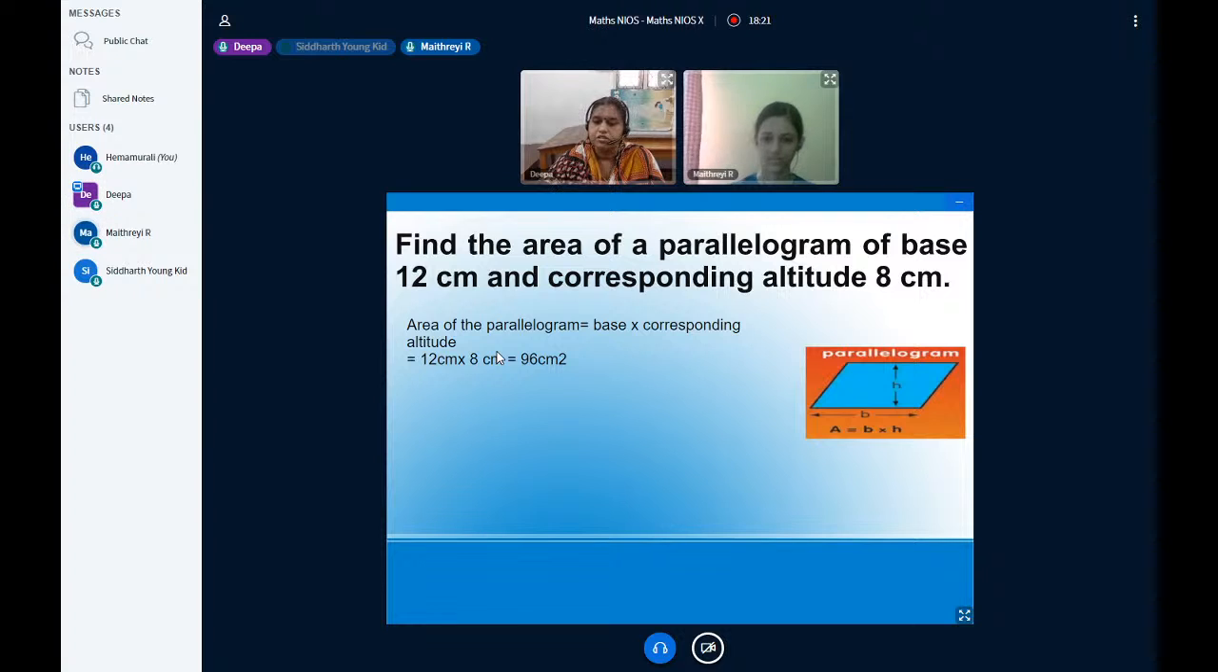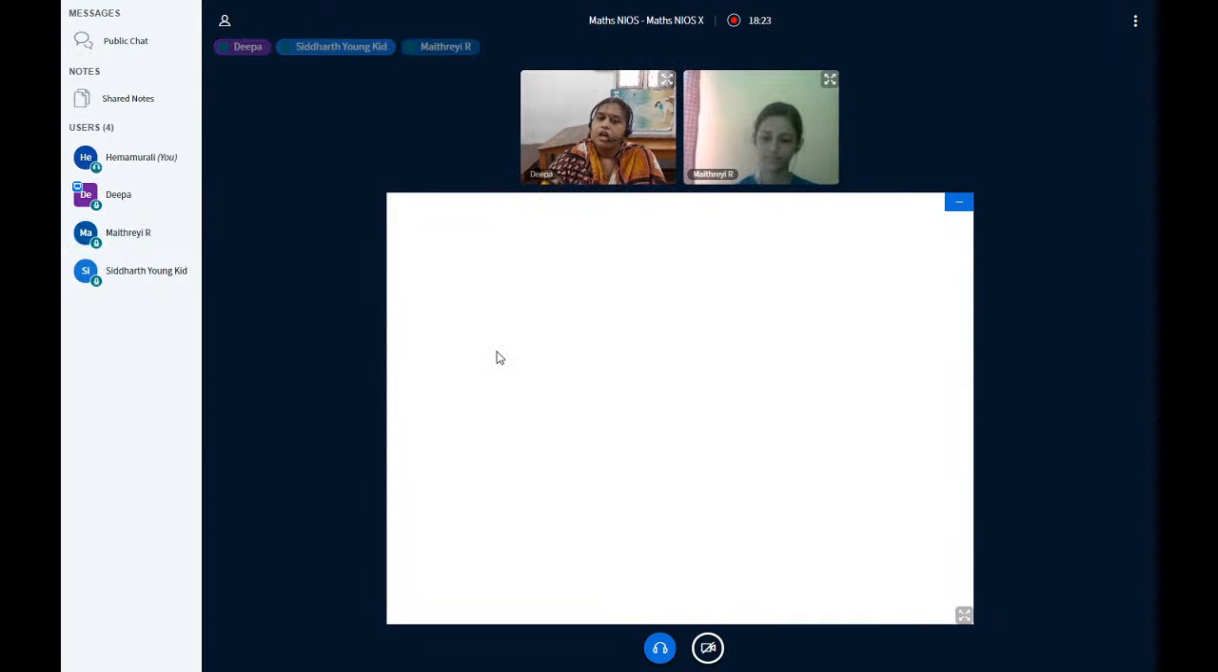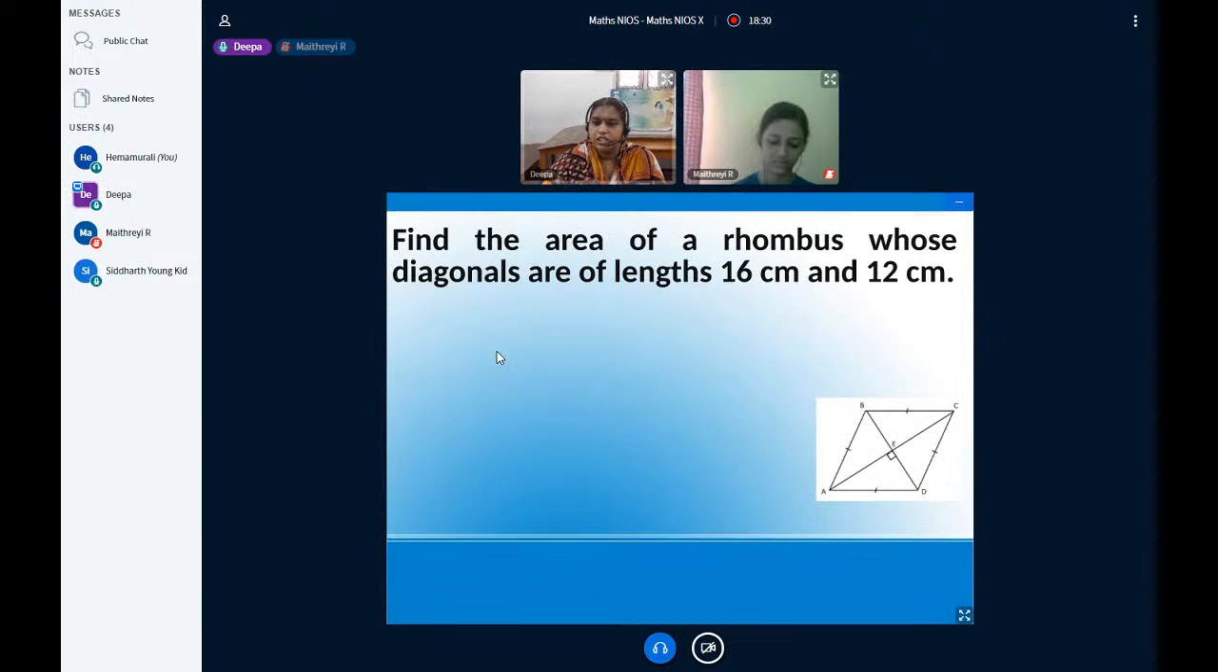Next. Now we are going to find the area of a rhombus whose diagonals are of length 16 centimeter and 12 centimeter. Which is the diagonal? AC and BD. AC is 16 centimeter and BD is 12 centimeters. What is the formula to find the area of the rhombus?